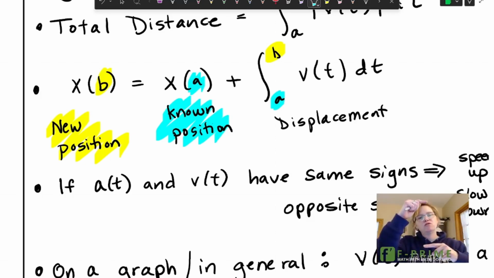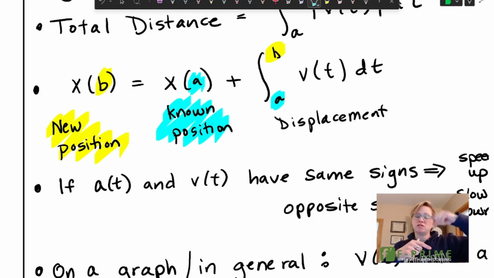And just remember, if your limits are ever feeling backwards, so instead of going from 0 to 5, you flip them around and you end up going from 5 to 0, like you're going back in time, it's okay. That integral will give you a negative displacement because you'll be moving backwards, and it'll all take care of itself. So just simply using the formula as it is going to get you that answer that you need.